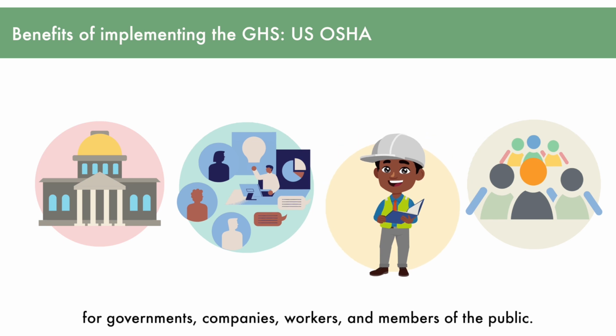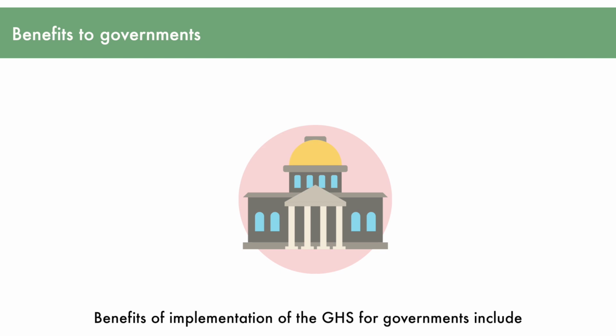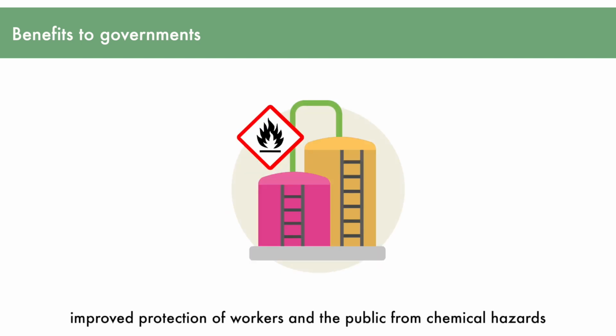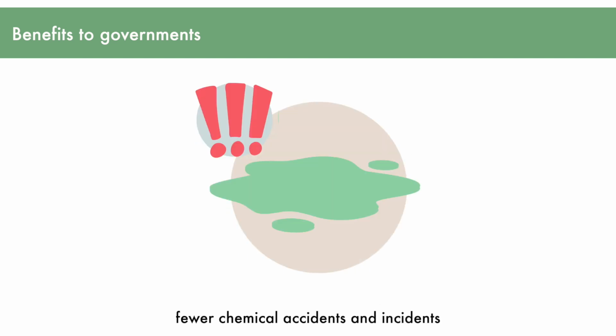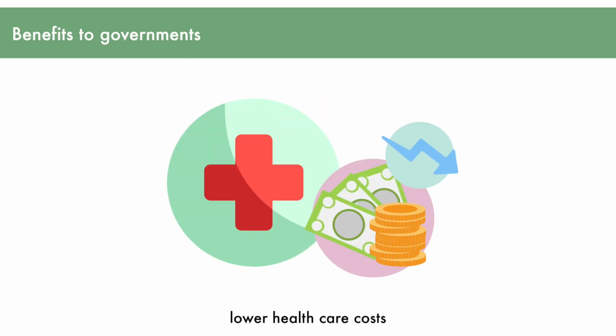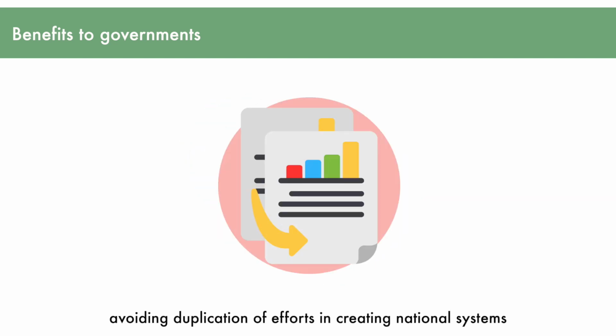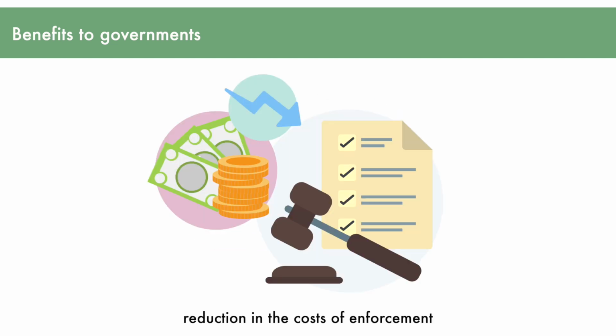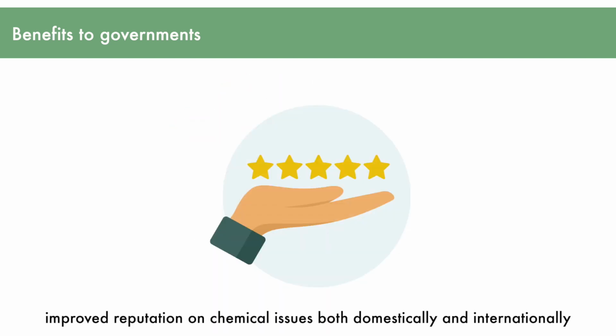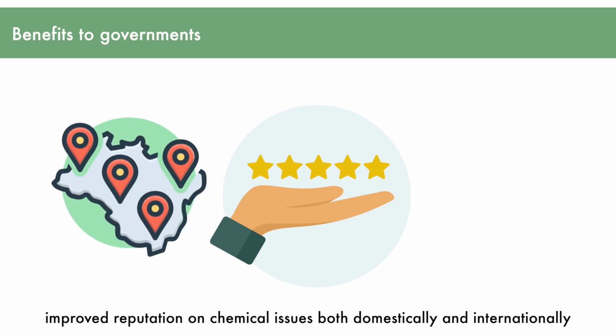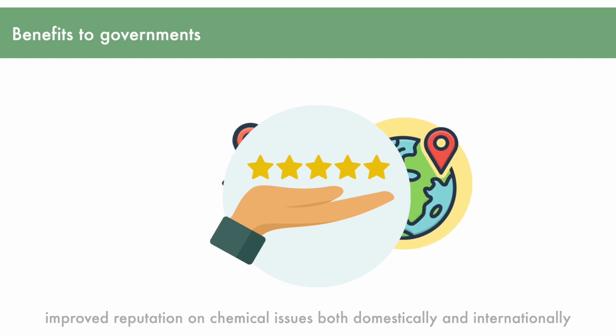Thus, implementation of effective hazard communication provides benefits for governments, companies, workers, and members of the public. Benefits of implementation of the GHS for governments include improved protection of workers and the public from chemical hazards, fewer chemical accidents and incidents, lower healthcare costs, avoiding duplication of efforts in creating national systems, reduction in the costs of enforcement, and improved reputation on chemical issues both domestically and internationally.